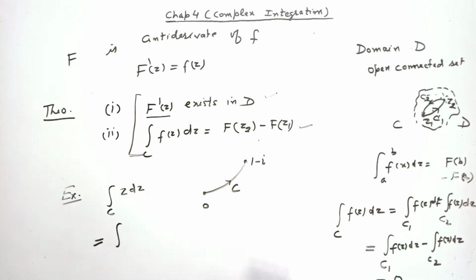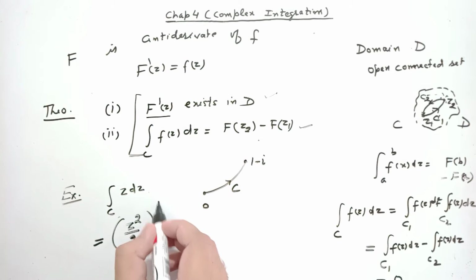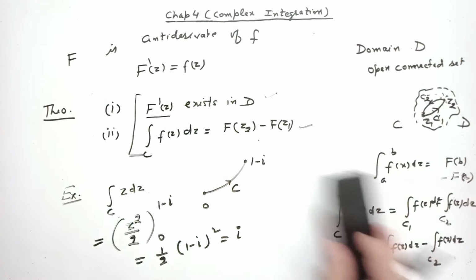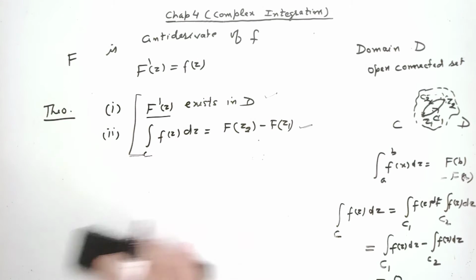So antiderivative of this integrand exists or not? What is the antiderivative? z square over 2, you know. So limit is from 0 to 1 minus iota. Because antiderivative exists, you can use the endpoints for solving this integral. (1 minus iota) whole square minus 0 square. So if you simplify, you get iota. Check it. So you can use antiderivative approach provided the antiderivative exists. Otherwise, you have to do by parameterization.